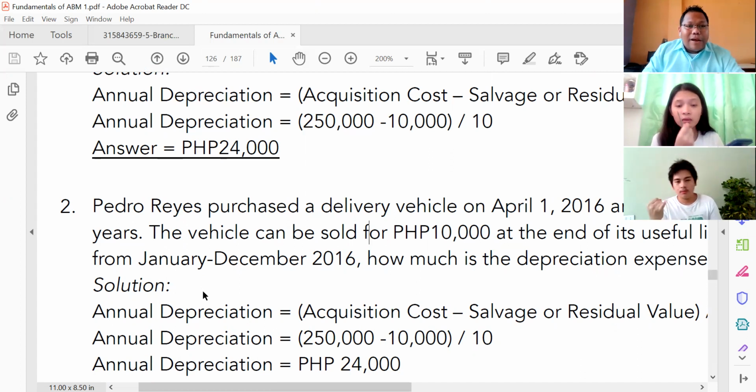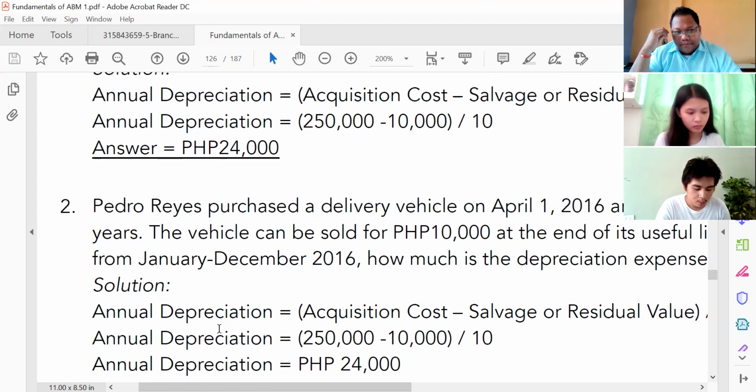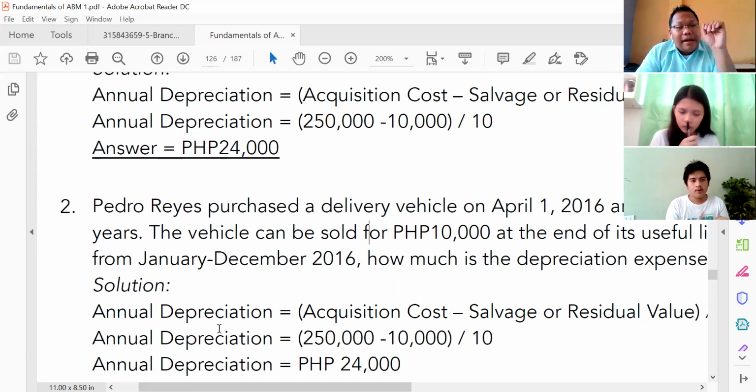But 24,000 is not the final answer. Most of you stopped at 24,000, which is the annual depreciation. It is from January to December. But look, the vehicle was purchased on April. For 3 months, the vehicle wasn't there. So what's the supposed depreciation expense? How many months would that be? April, May, June, July, August, September, October, November, December. 9 months.